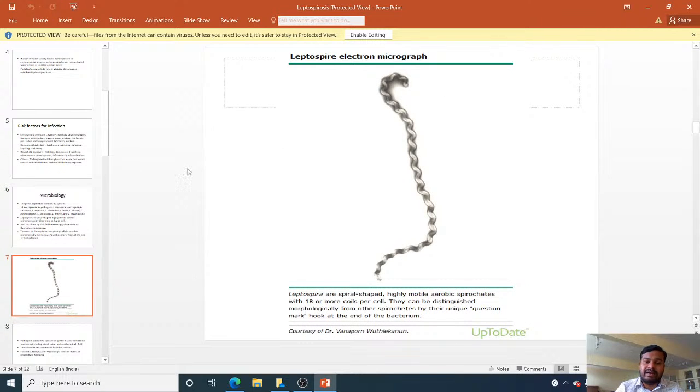See, the whole image looks like a question mark. So there is a hook kind of thing. This is a spirochete. They have described 18 coils per cell, and this is how it looks. It's a spirally shaped question mark type, highly motile.